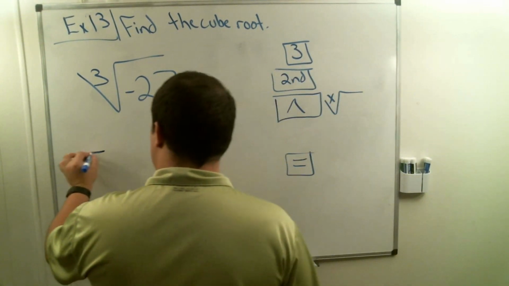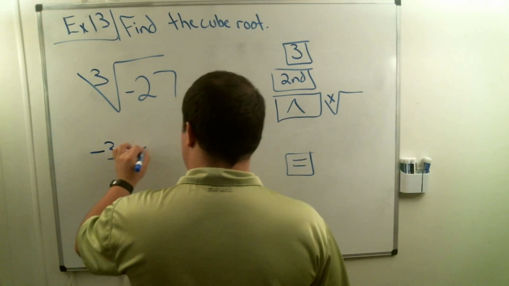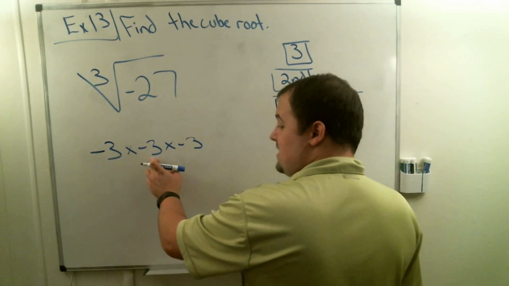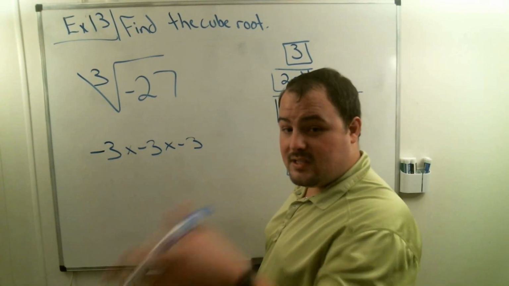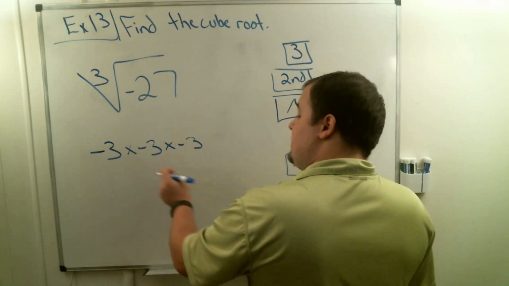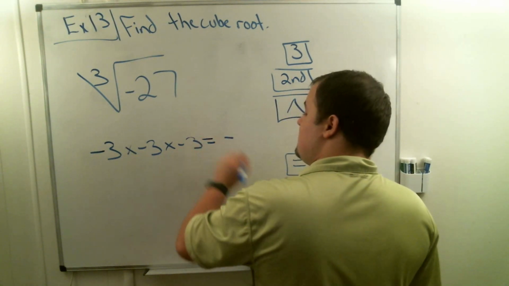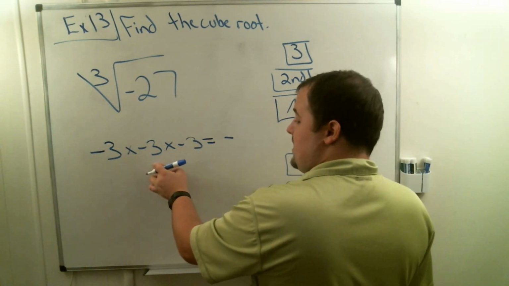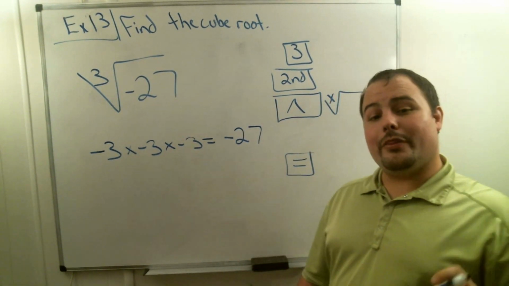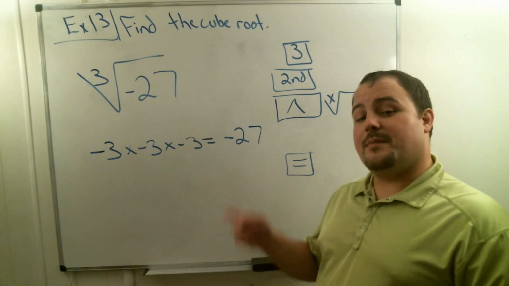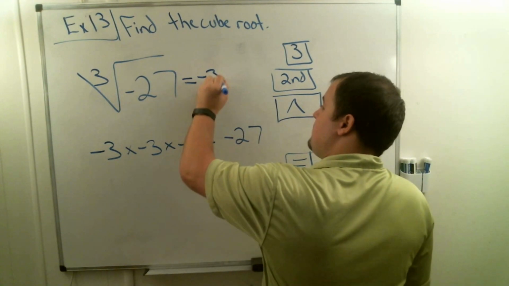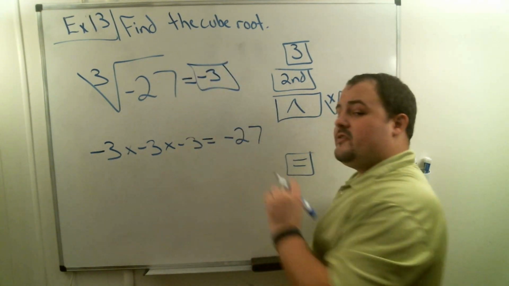So if I were to type in my calculator negative 3 times negative 3 times negative 3, I know a negative times a negative is a positive. That's why it doesn't work with 2. But a positive times a negative is a negative. 3 times 3 is 9. 9 times 3, 27. So when I multiply all 3 of these numbers, which are exactly the same, I do get negative 27. So in this case, negative 3 is the cube root of negative 27.